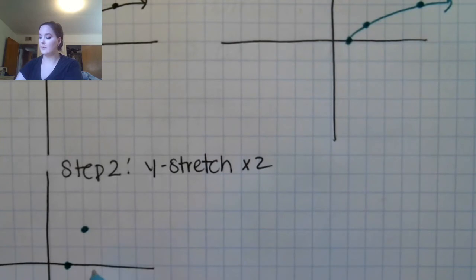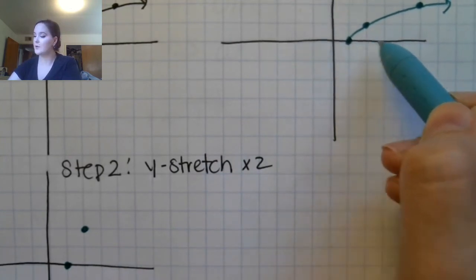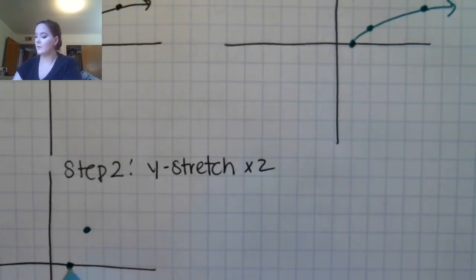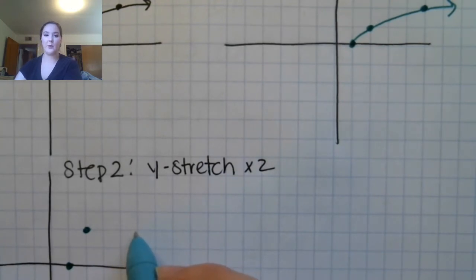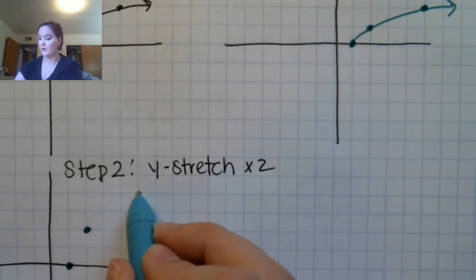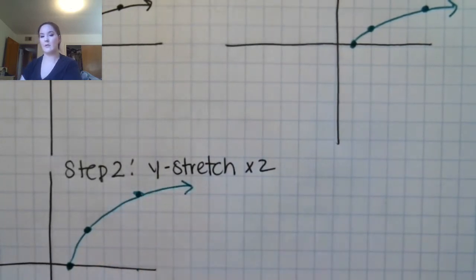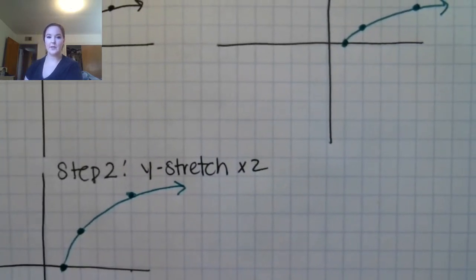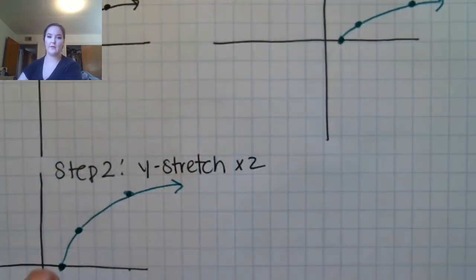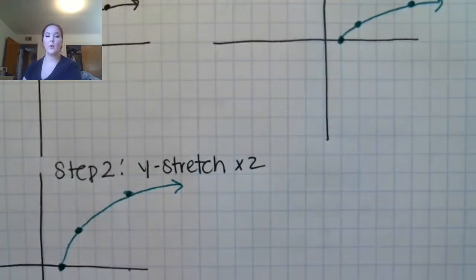Oops, this was at 5, right? 1, 2, 3, 4, 5, and then 1, 2. Okay, so this is where my key point was. Now I'm going to multiply the y coordinate by 2. So 2 times 2 is 4. 1, 2, 3, 4. Okay, and here's my stretched graph. So you can see that the x part of the key points is all the same, and the y part is multiplied by 2.